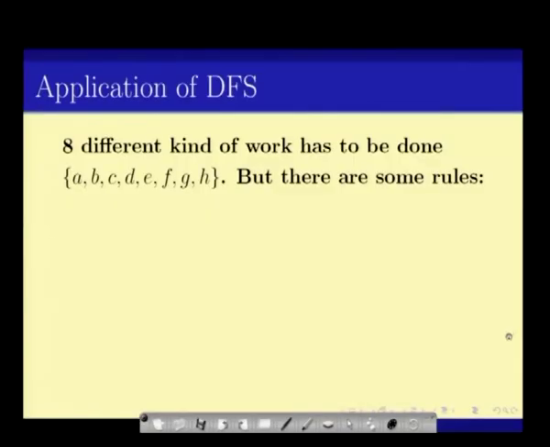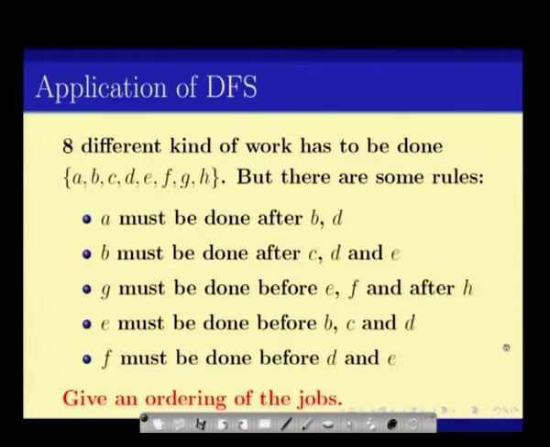The other possible ordering can be, okay, wake up, then brush your teeth, then I have food, then I take a bath, and then I wear clothes. So, there are various kinds of ordering that one can think of, as long as they maintain the structure or the rules. Here I have just given some set of rules, as an abstract way of representing this problem. Let us say job A must be done after B and D, job B must be done after C, D and E, job G must be done before E and F and after H, job E must be done before B, C and D, and job F must be done before D and E.